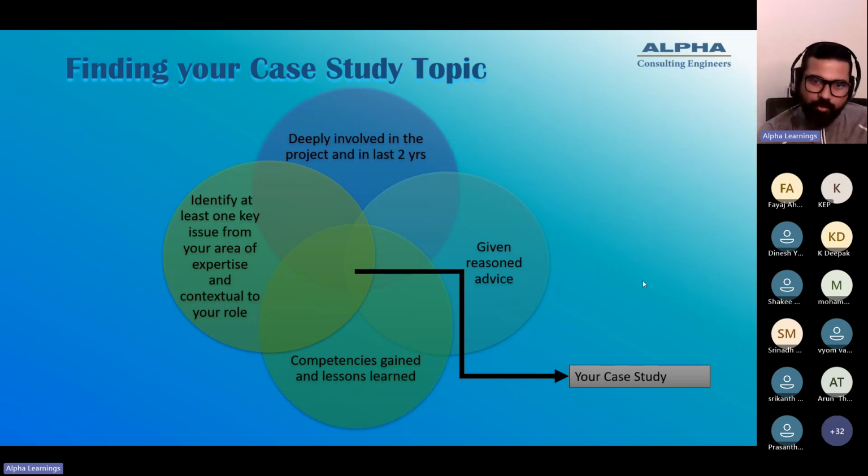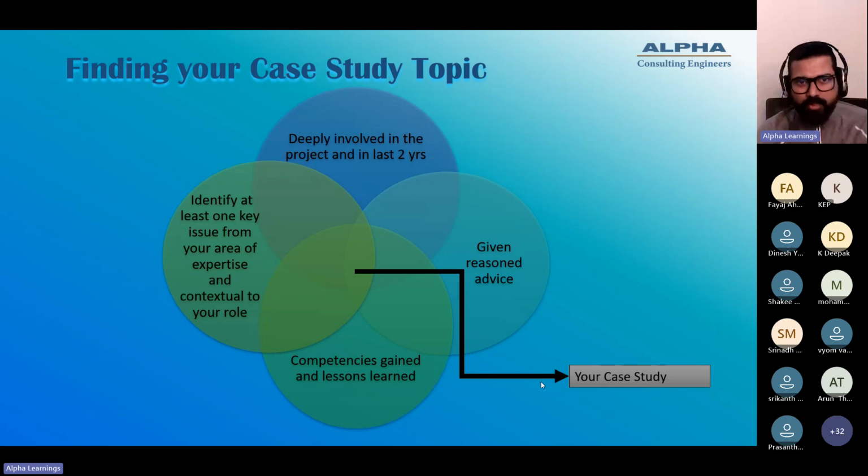Now, in this case study, you must have given reasoned advice. Reasoned advice means that through some analysis, you have given advice to your management or your client. Then competencies gained and lessons learned. There must be some lessons learned in the case study. The assessor will like to see through your case study how you have developed yourself as a professional while resolving this issue. So you need to write that in your lessons learned: what the key takeaways from this case study are and what better you can do in upcoming projects.